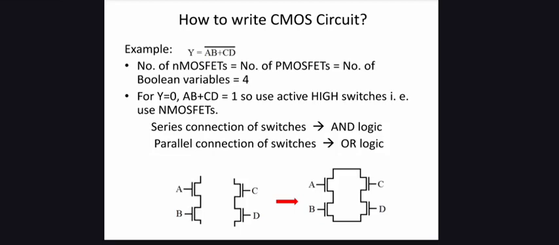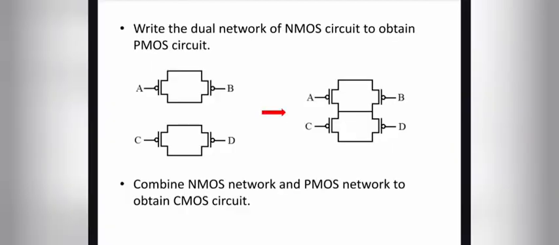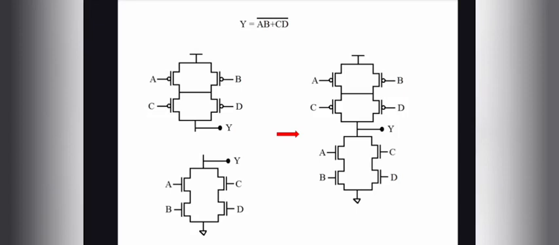By following this step, we construct this: A and B are AND, that's why they are in series, and C and D also in series. Then we have to add AB and CD in parallel to each other. This forms the NMOS network. For the same circuit of NMOS, we write the dual circuitry for the PMOS, that is A and B are now in parallel and C and D also, and then these two should be in series, therefore we are connecting it in this manner. Now we'll combine both PMOS and NMOS circuits and we obtain the CMOS circuit for the given expression.